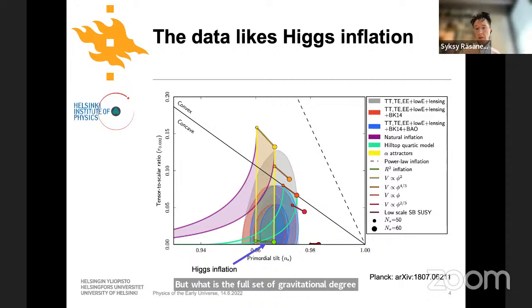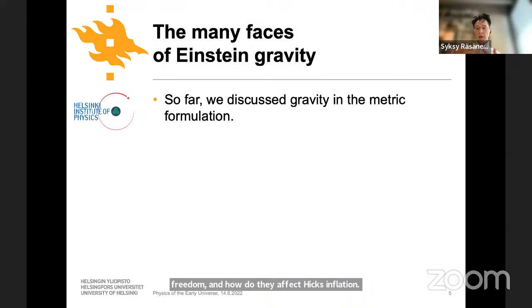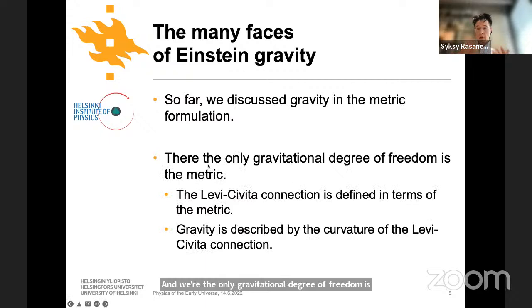So far I discussed gravity in the metric formulation, where the only gravitational degree of freedom is the metric. So you have the metric, the Levi-Civita connection is built from the derivatives of the metric, and then you calculate the Riemann curvature terms built from the Levi-Civita connection, and this then describes gravity.